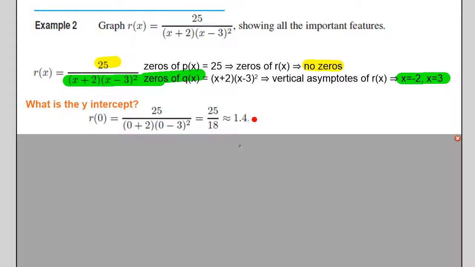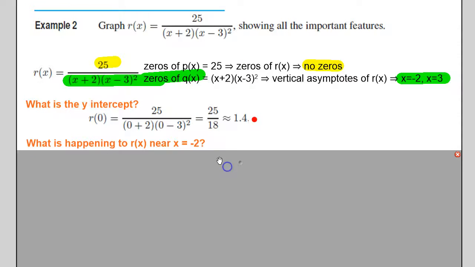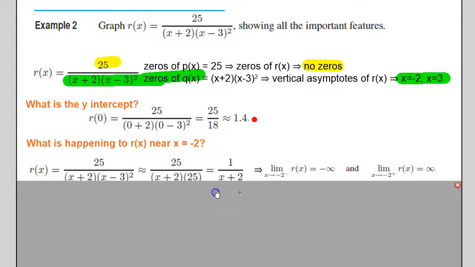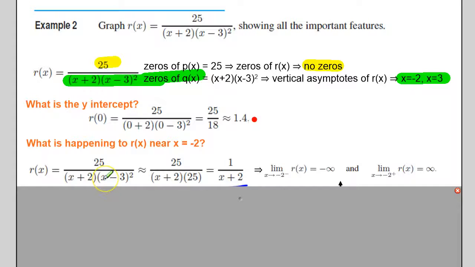So first let's take a look at what the graph is doing around the vertical asymptote of x equals -2. In order to do that, let's just try this out. Just plug in -2 for x, in everything except the factor that would make this 0. And we end up with something that looks like 1 over x plus 2. Okay? Which means that for x values that are close to -2, our rational function is going to look like the rational function 1 over x plus 2, which means that basically it's the graph of 1 over x shifted over 2 units to the left.